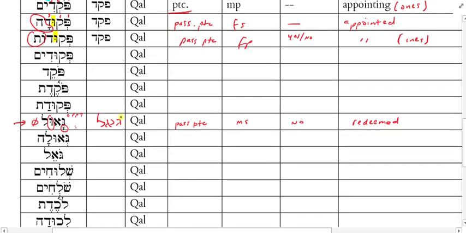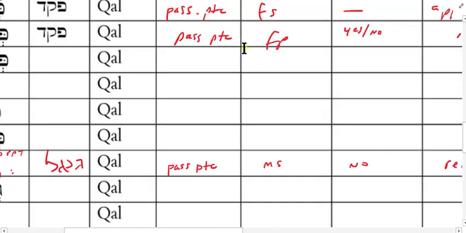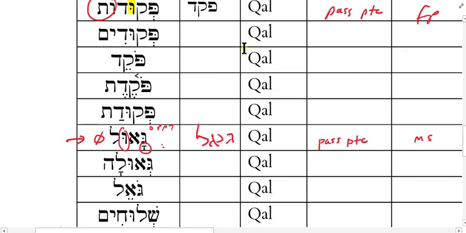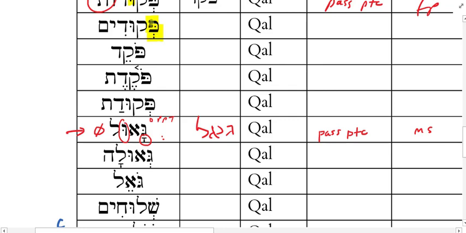Okay. Anybody have any other questions? If you don't, what I want to do is ask you to let me drill you on a couple of things, okay? Can we do that? Just looking at what I'm highlighting here, based on this, can you tell me if this is an active or a passive participle? Look at pequdim.